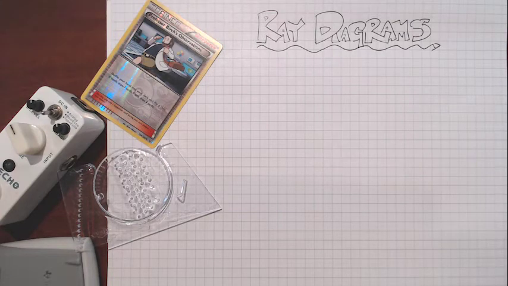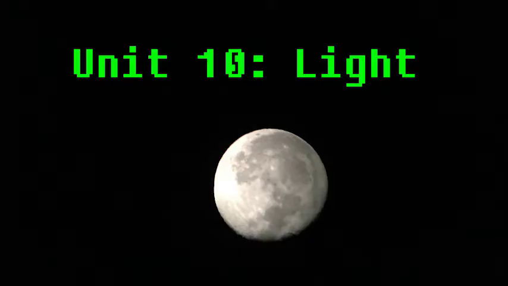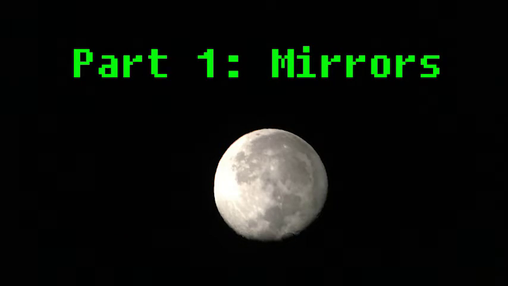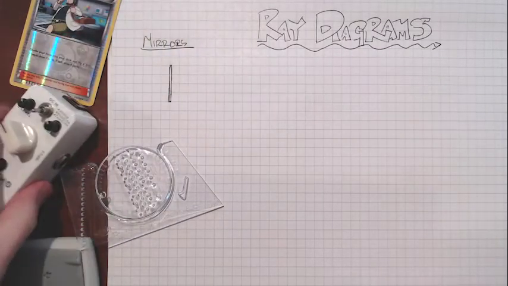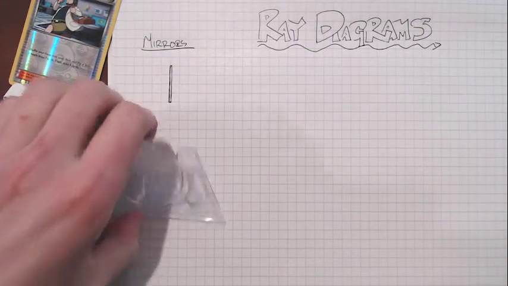Today, we treat light as a ray and learn how to model mirrors and lenses. And we're going to start with mirrors. Now, the easiest type of mirror to understand is what's called a plane mirror.